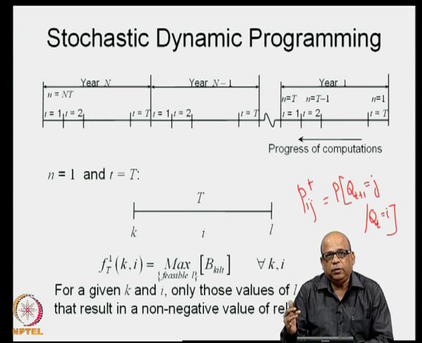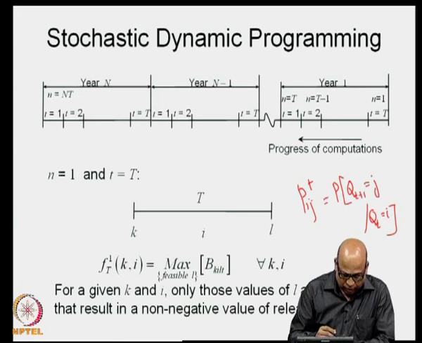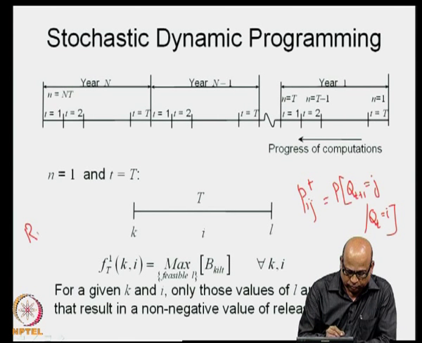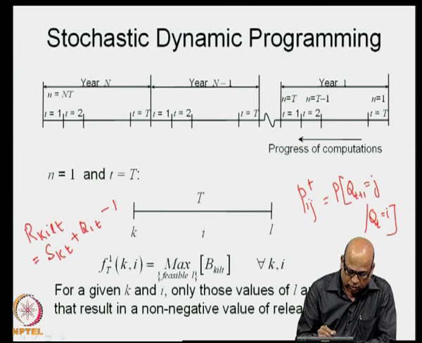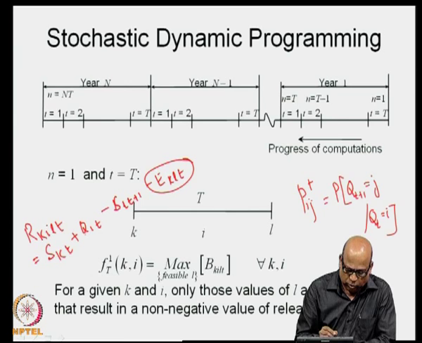You will make this search only over those particular values of L which are feasible. What do we mean by that term feasible? Remember that we wrote R(k,I,L,t) as S(k,t) plus Q(I,t) minus S(L,t+1) minus E(k,L,t), which is the evaporation. Now, for the time being you do not worry about evaporation. So, essentially S(k,t) plus Q(I,t) minus S(L,t+1) will give you the release.